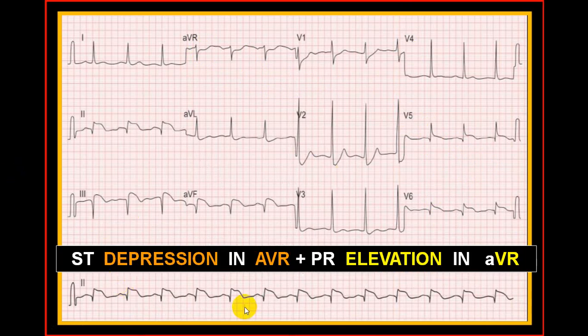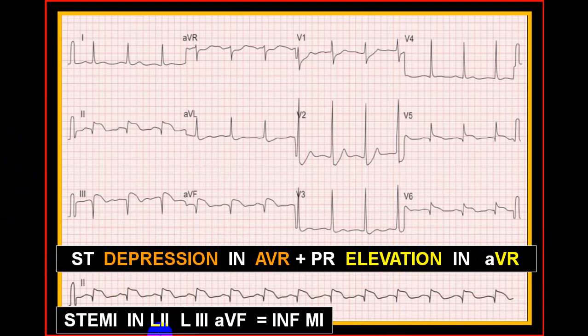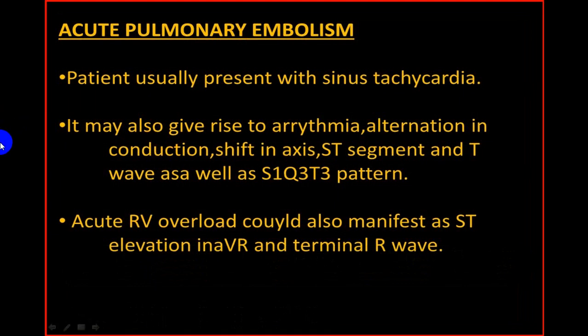So ST depression in aVR and PR elevation in aVR, it is again in favor of a STEMI. Do look at that STEMI. If there is associated L2, L3, aVF elevation in inferior wall infarct. So these are some of the odd clues which you can utilize apart from other classical clues of STEMI. In acute pulmonary embolism, we have already told you S1, Q3, T3 pattern.